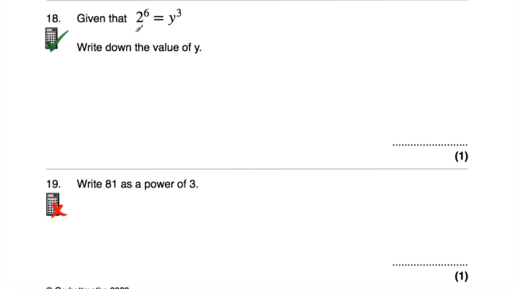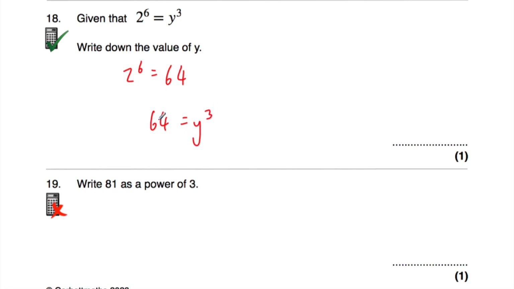Question number 18 says, given that 2 to the power of 6 equals y cubed, write down the value of y. So let's work out what 2 to the power of 6 is. Now, I know 2 to the power of 6 is 64 off the top of my head, but it's a calculator question, so you could do 2 to the power of 6 and then press equals, and that's equal to 64. So we've got that 64 is equal to y cubed.